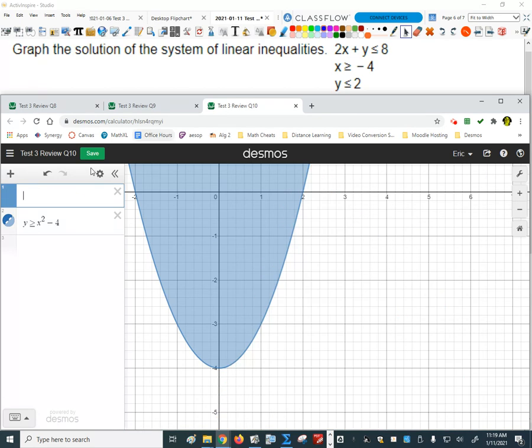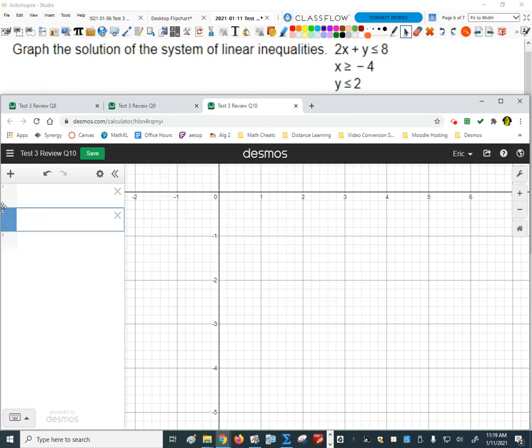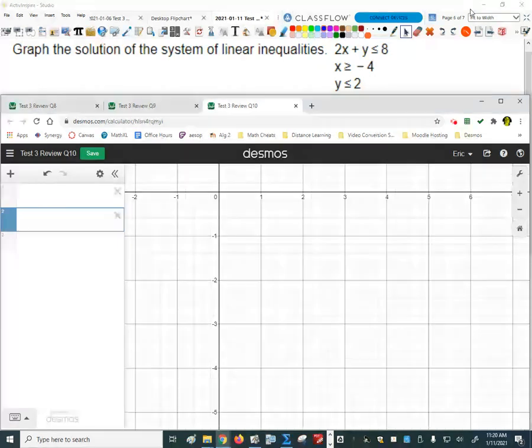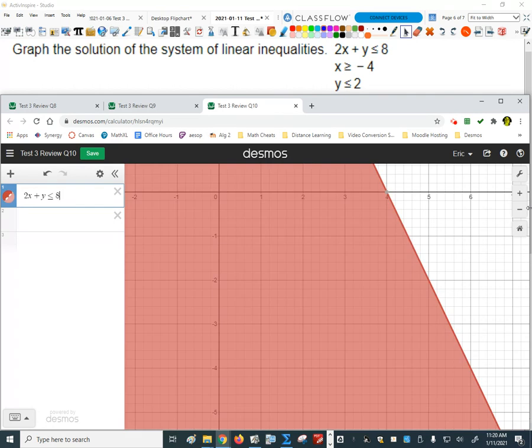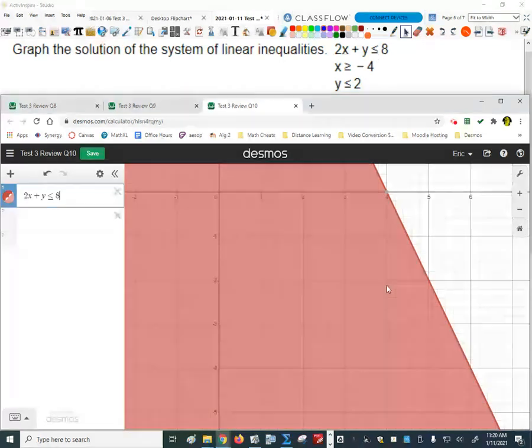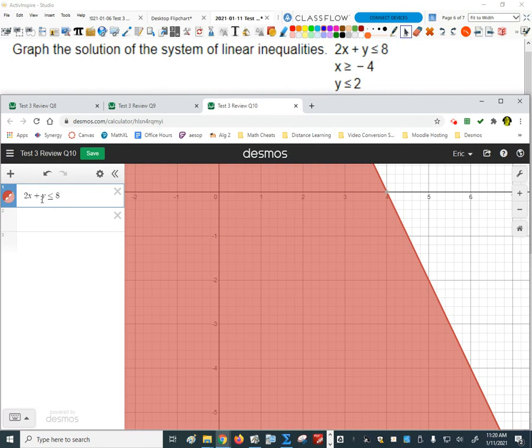All we're doing now is we're just going to graph each of these parts in Desmos to find the overlapping region. Remember that we don't even have to solve for y. We don't have to put these in slope-intercept form. So the first part is just going to be 2x plus y is less than or equal to 8. So that makes sense, right? We've got a solid boundary line. If we solve for y, I end up with y is less than or equal to something, so I'm shading below, right? Okay, so there's the first part.